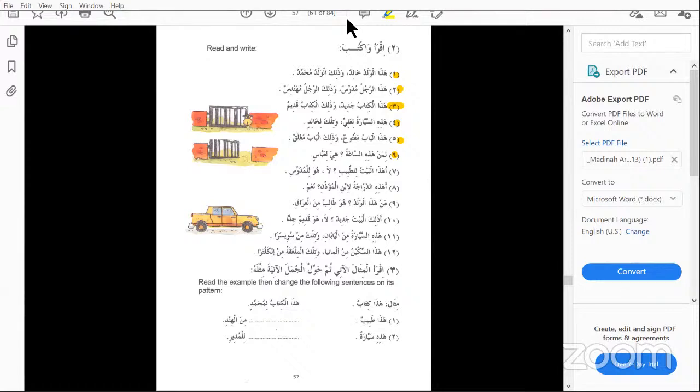This car is from Japan and that is from Switzerland. This knife is from Germany, and that spoon is from England.